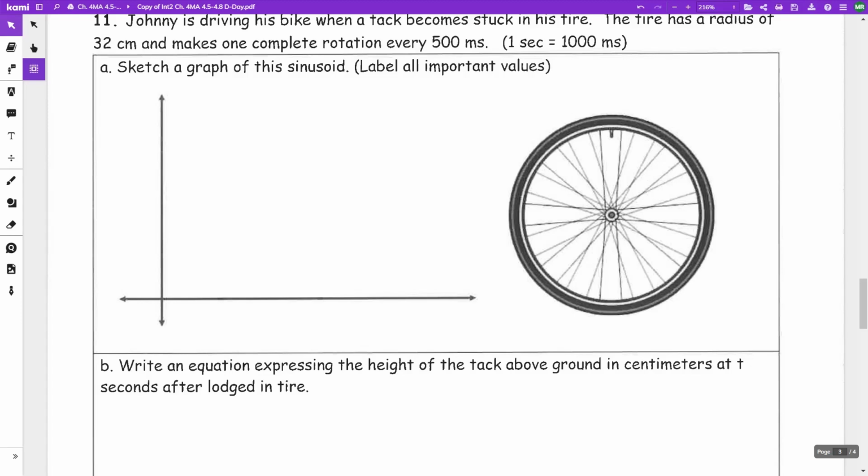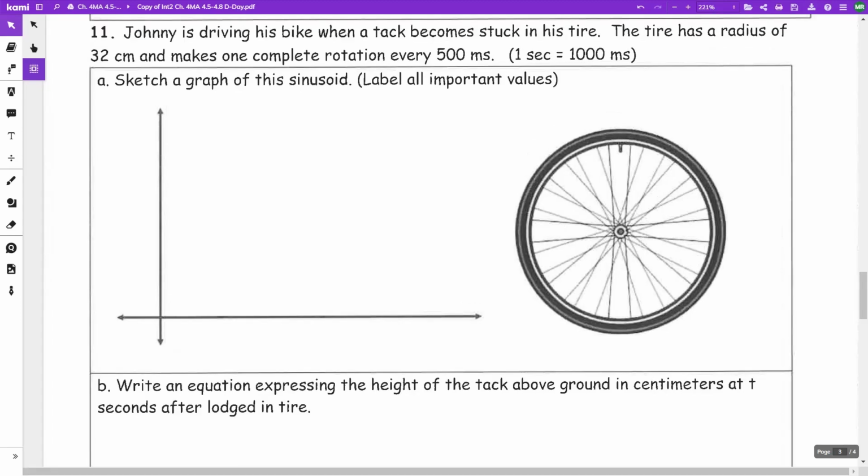So on problem 11, we have a bike tire. Johnny's driving his bike when a tack becomes stuck in his tire. Okay, so he's driving and then there's a tack here and then it's going around the bike tire. Now in this situation, the tire has a radius of 32. So if I'm starting here at the center and I'm going to the bottom, that's going to be 32. And then if I'm going to the top, that's also 32.